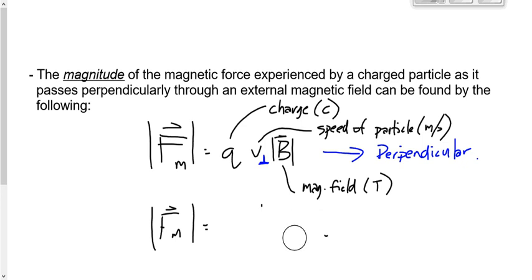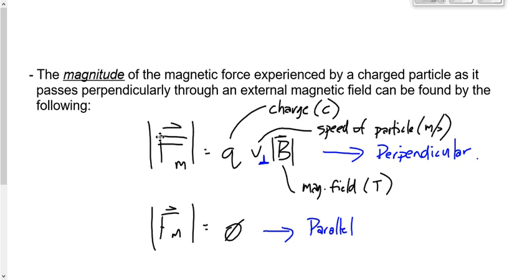So if they're parallel to each other, by the way, if the particle is moving this way and the field is this way, what's the angle? 180. What's sine 180? 0. So if they're moving parallel, then the force is just 0. There is no equation to use because there is no force to find the direction or the magnitude of.